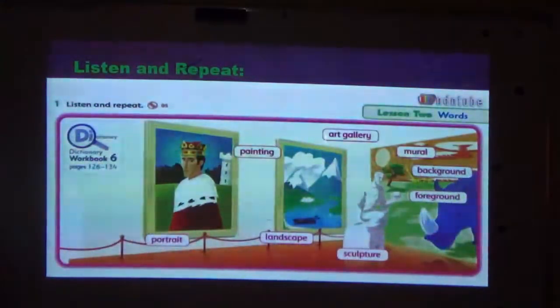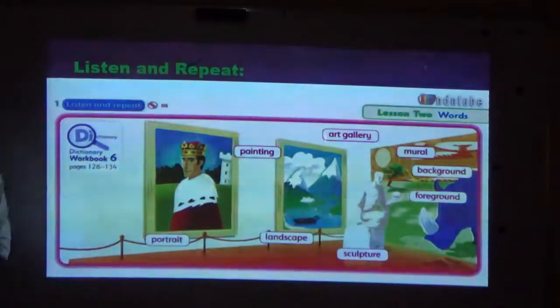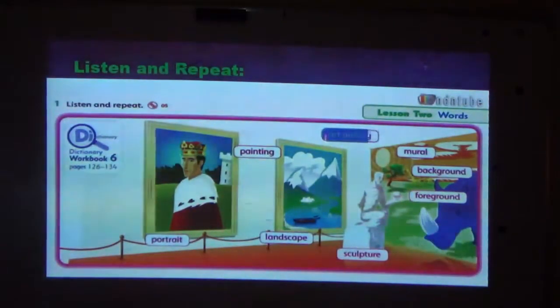Listening 5. Listen and repeat. Art gallery. Painting. Mural. Background. Foreground. Portrait. Landscape. Sculpture.